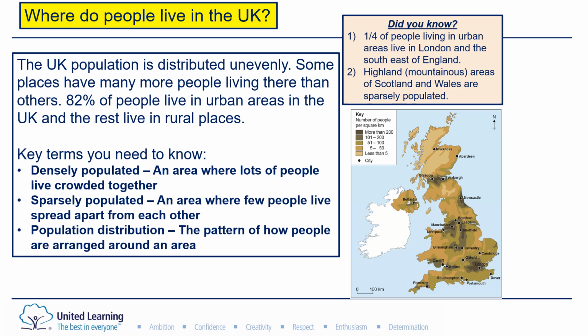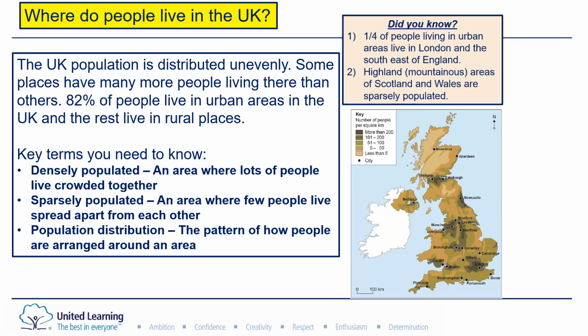So the UK's population is distributed unevenly, as you can see in the choropleth map on the right. Around 82% of people in the UK do live in urban areas. These are often classed as densely populated areas with a high number of people living per kilometre square, whereas the rural areas are sparsely populated with a low number of people living per kilometre square.